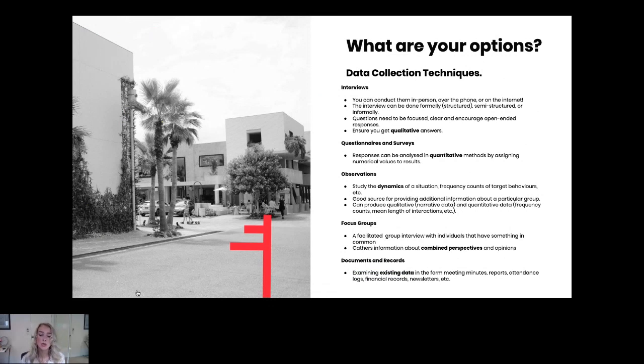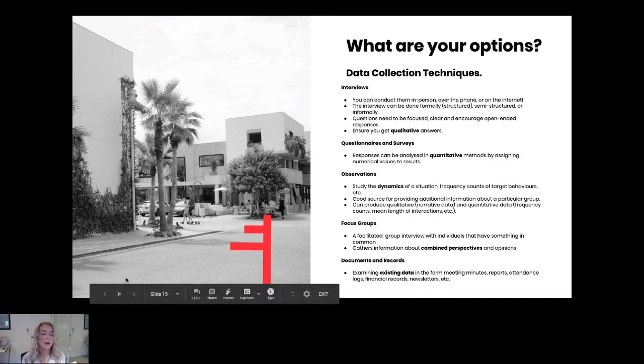Of course, you could also just sieve through your documents and reports. So examine existing data in the form of meeting minutes, reports, attendance logs. This sort of stuff will come in handy when you're looking at maybe the engagement of past customers. How often were they with us? Were they engaged? That sort of thing. You can really gauge from even numbers, that sort of qualitative data as well.